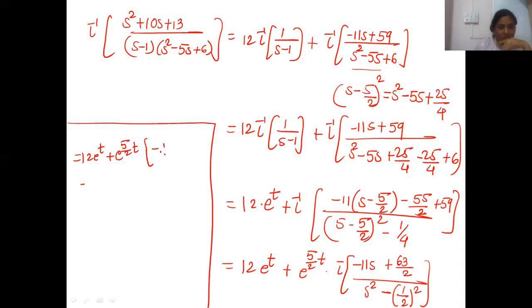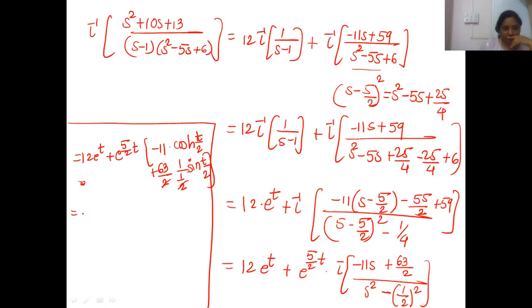So here minus 11 and s upon this. What is this Laplace inverse? Cos hyperbolic of 1 half, cos hyperbolic of 1 by 2 t, plus here 63 by 2 will come out as constant, and Laplace inverse of 1 upon this is 2 into sine hyperbolic. 1 upon a is here 1 by 2, so it is 1 upon 1 by 2 into sine hyperbolic 1 by 2 t, 1 by 2 t, 2 cancelled.